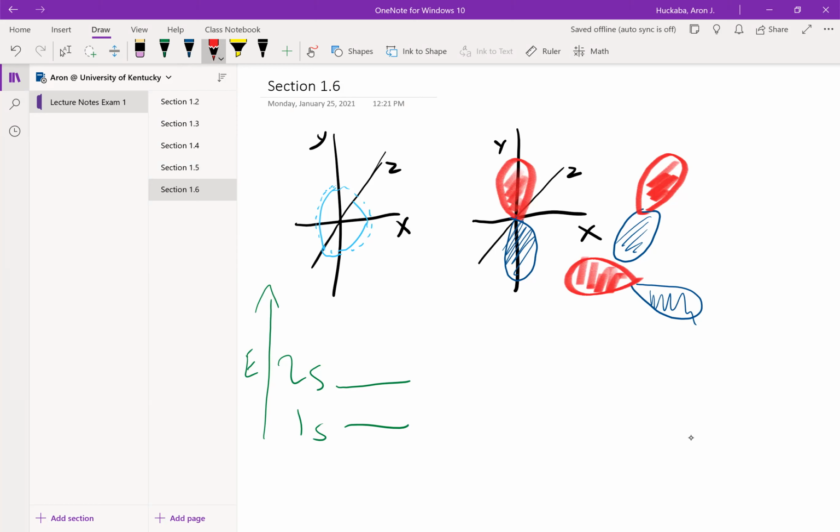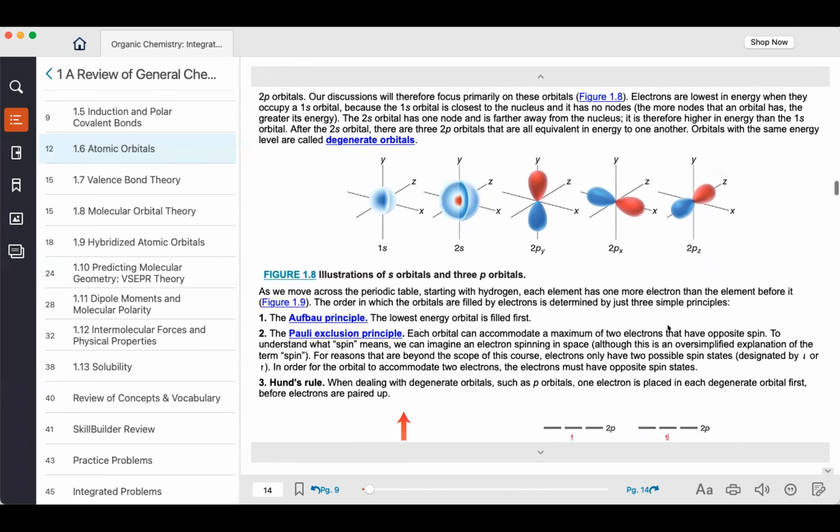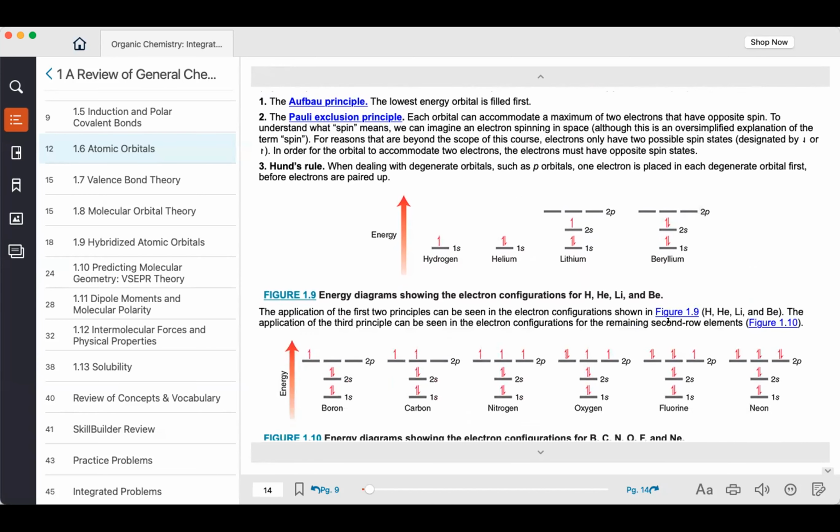Maybe I should just go back to the book for that because they have a pretty good drawing. So you can see here, py in the y plane, px in the x plane, and pz in the z plane. That's what I was trying to draw in the notebook. So anyway, we're going to talk a little bit about the electron configurations, because drawing the electron configurations is very important.